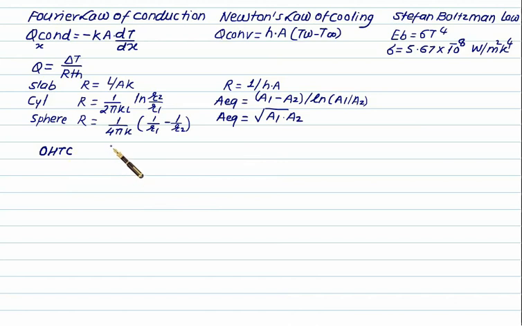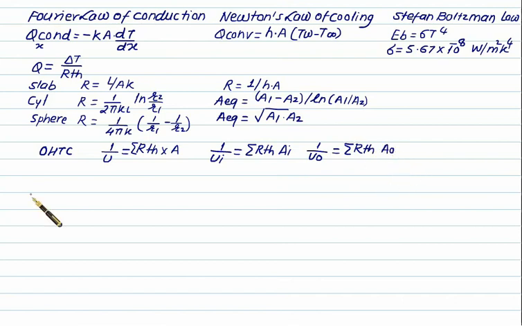The overall heat transfer coefficient is normally denoted by the letter U. The reciprocal of the overall heat transfer coefficient is equal to the total thermal resistance multiplied by area. If you want to calculate the overall heat transfer coefficient based on inside area, you take the total thermal resistance multiplied by the inside area. And if you want it based on outside area, you multiply the total thermal resistance with Ao.